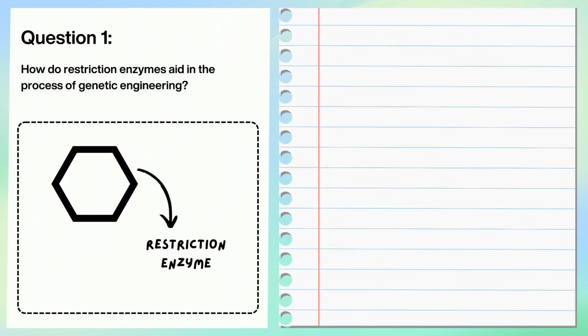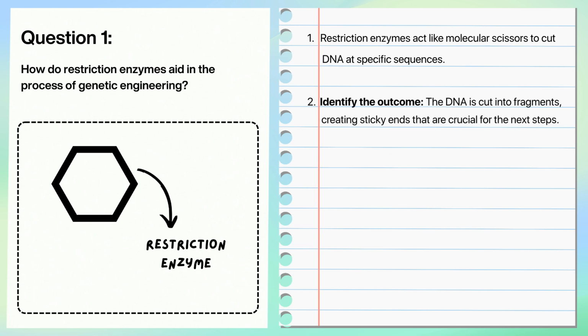Let's work through some questions to consolidate our knowledge. Our first question is, how do restriction enzymes aid in the process of genetic engineering? Pause here to have a go. Now let's go through the answer. Restriction enzymes act like molecular scissors to cut DNA at specific sequences. The DNA is cut into fragments, creating sticky ends that are crucial for the next steps.